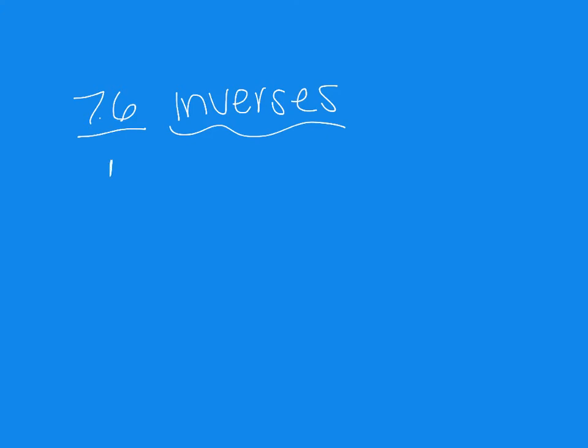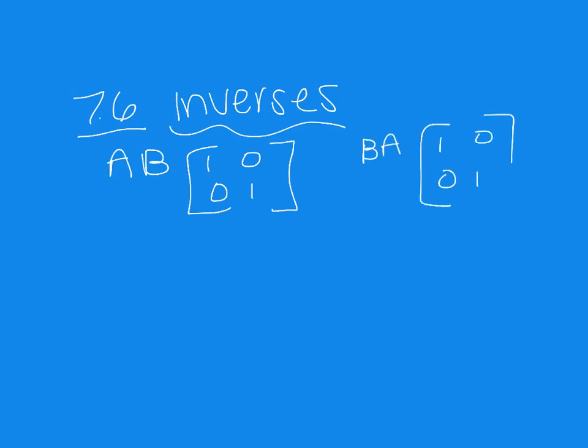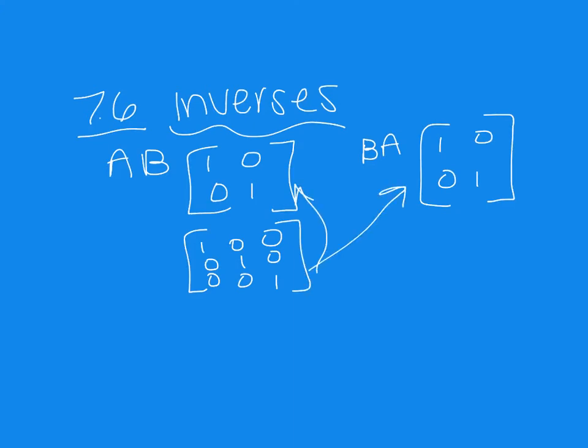Good. So if I do A times B, and A is the inverse of B, or B is the inverse of A, then AB should be [1, 0, 0, 1]. BA should be [1, 0, 0, 1]. And if it was 3 by 3, then it would be [1, 0, 0, 0, 1, 0, 0, 0, 1] for both 3 by 3 multiplications. Yep.